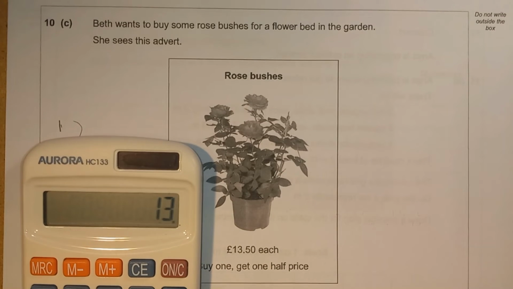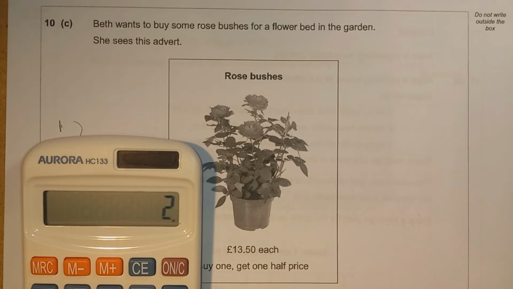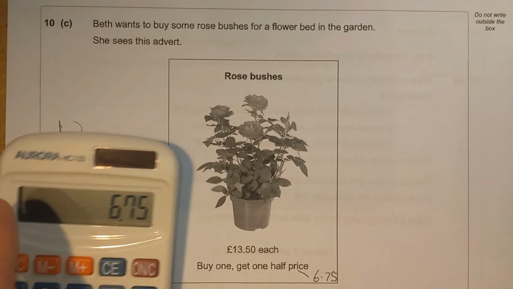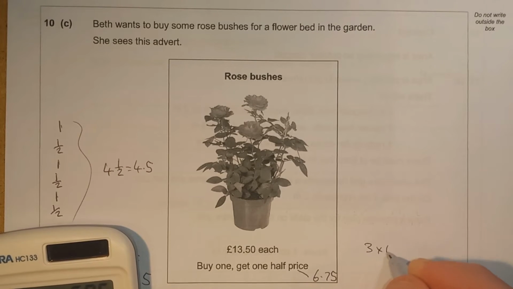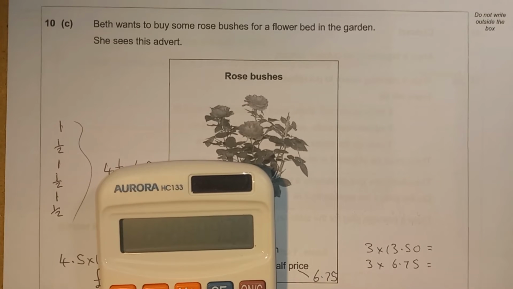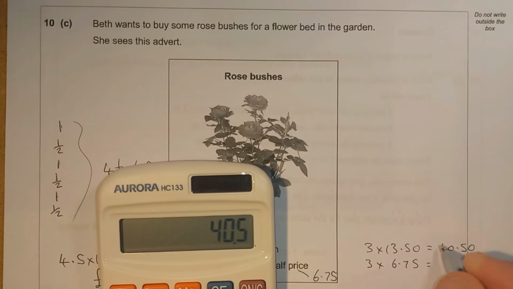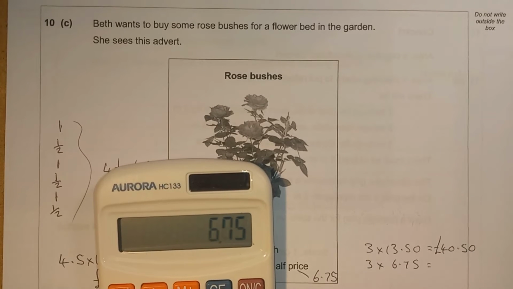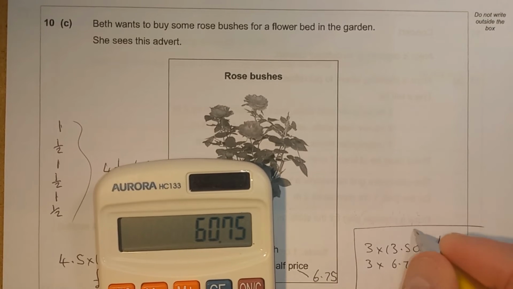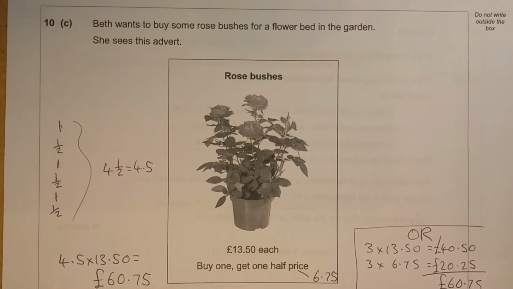So you could say £13.50 divided by 2, which is the same as times a half. So the half price is £6.75. So then you can say, well, I've got 3 at £13.50 and 3 at half price. So 3 times £13.50 would be £40.50. 3 at £6.75 would be £20.25. And if we add those together, we get the same answer of £60.75. So that's just an alternative way of doing it.